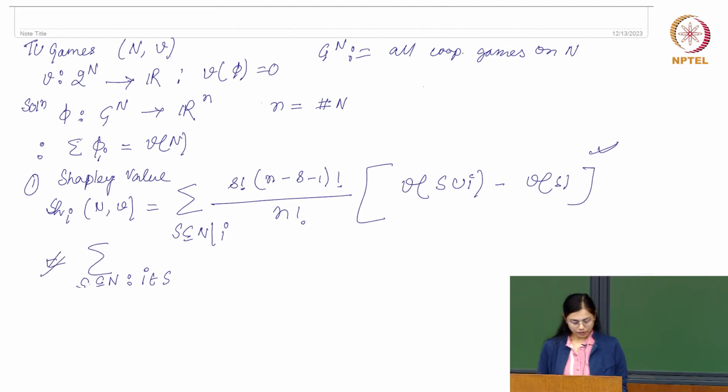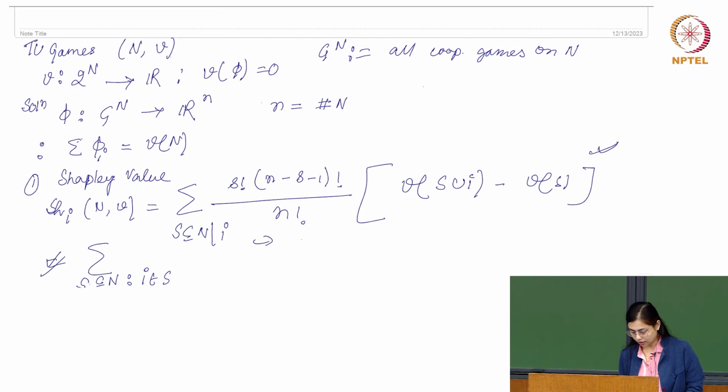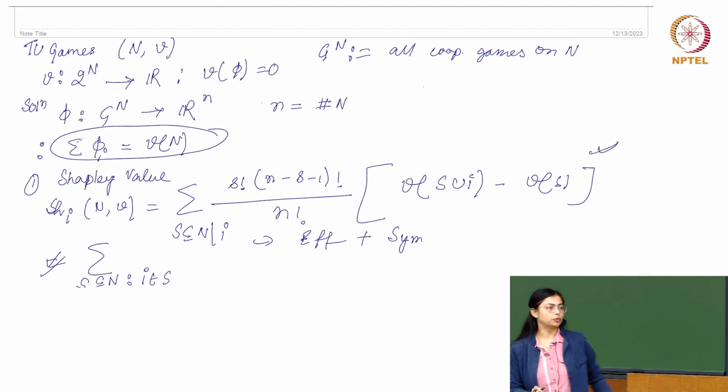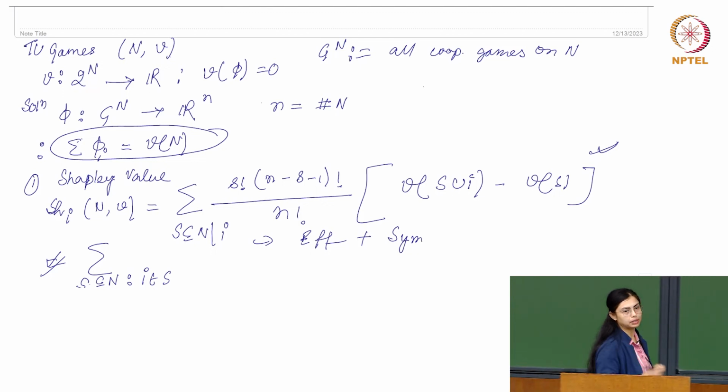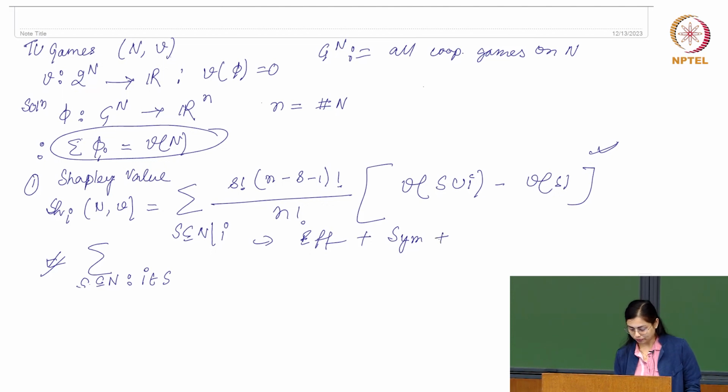What are the axioms satisfied by the Shapley value? First is obviously efficiency, the property we just saw, plus symmetry. What is symmetry? If two different players have the same contribution in this game, then the Shapley value will give them the same allocation. Anonymity is almost the same, but it is a stronger condition. So what is anonymity?